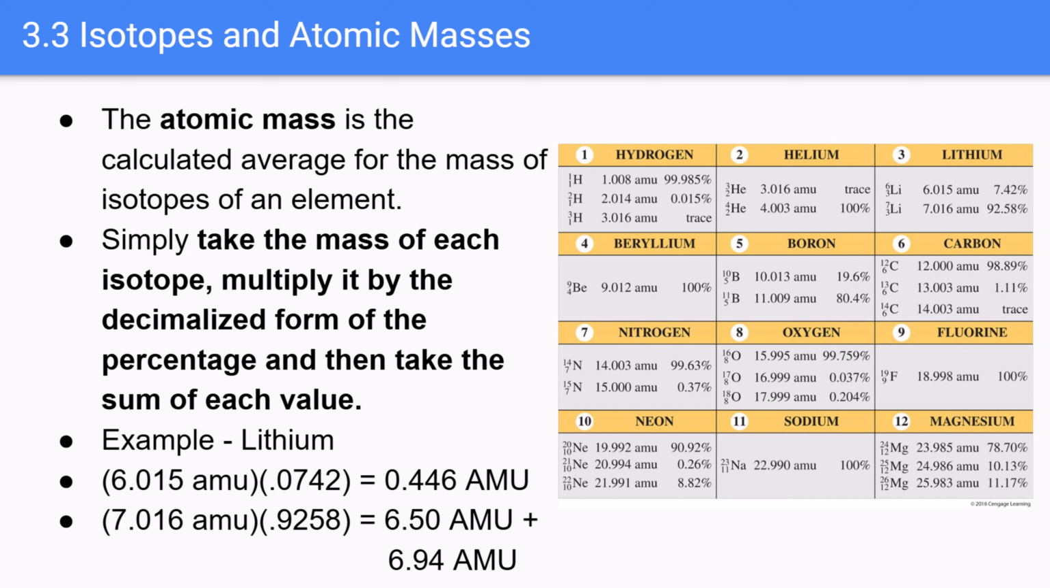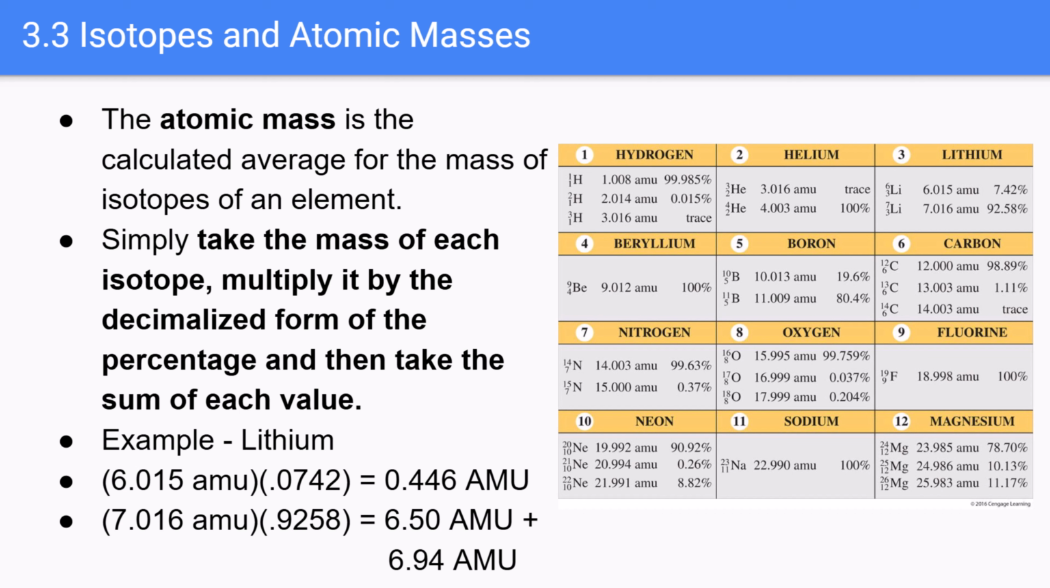So the atomic mass that I've been referring to is the calculated average for the mass of isotopes of an element that's on the periodic table. Again, it's that decimalized number. So if I look at hydrogen, it's 1.008. If I look at lithium, it's 6.94. Beryllium, 9.012. All of those are weighted averages that you're going to find present on the periodic table.